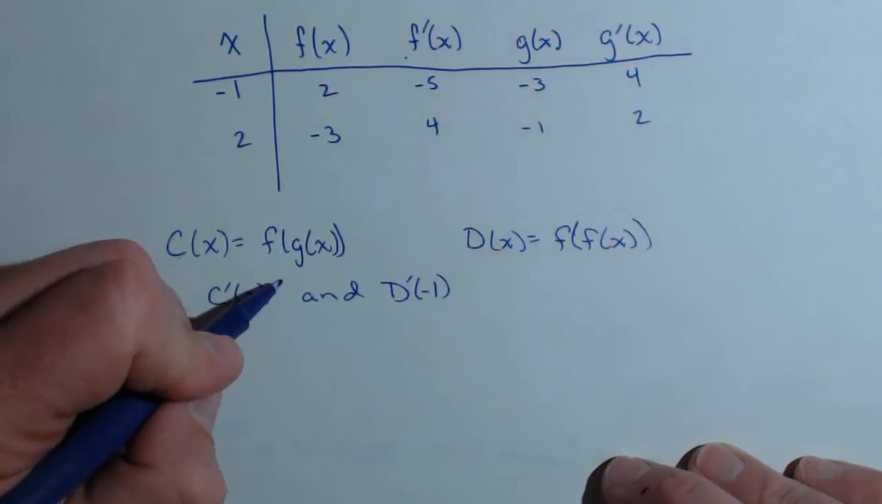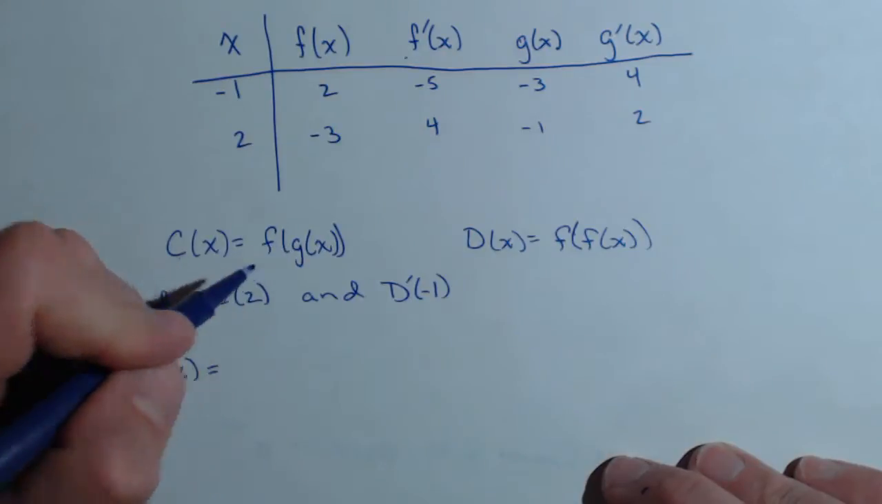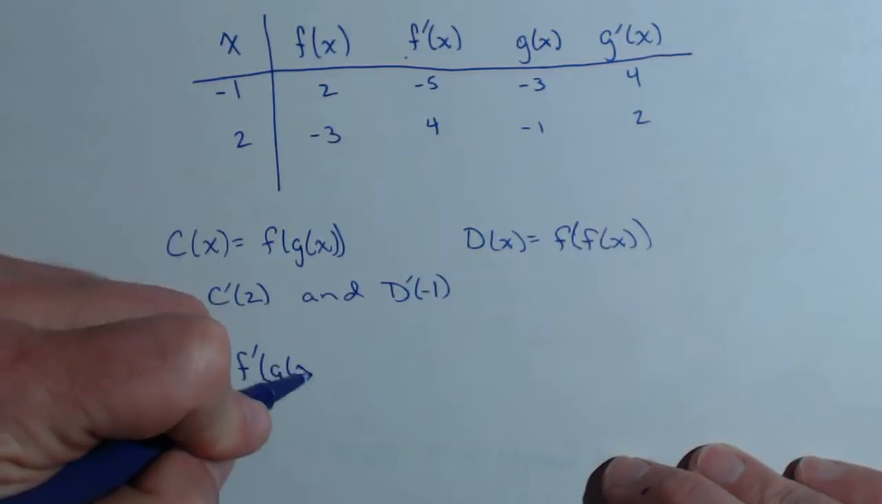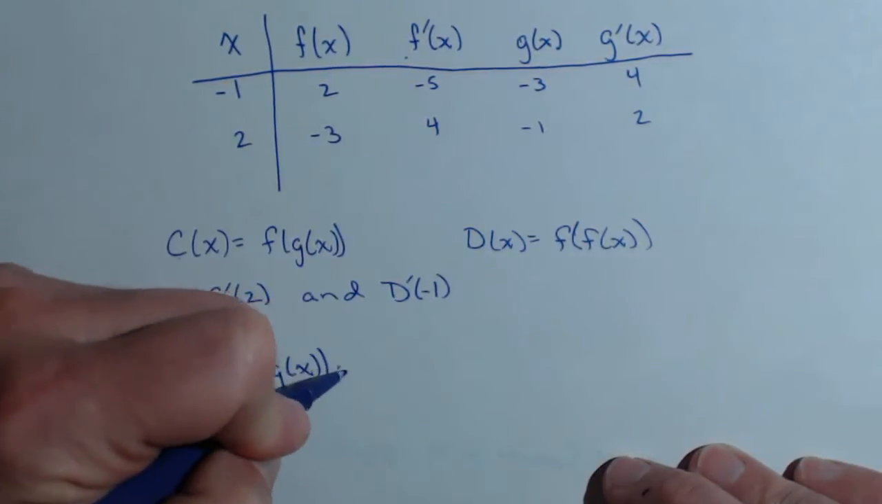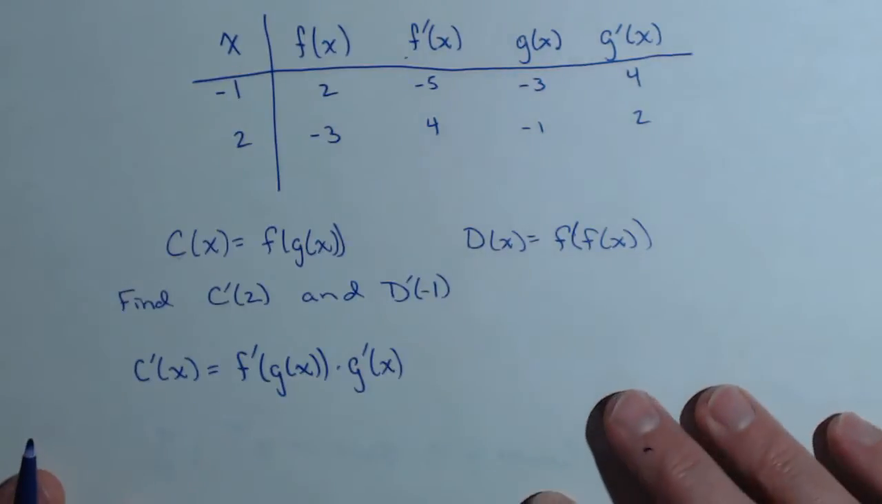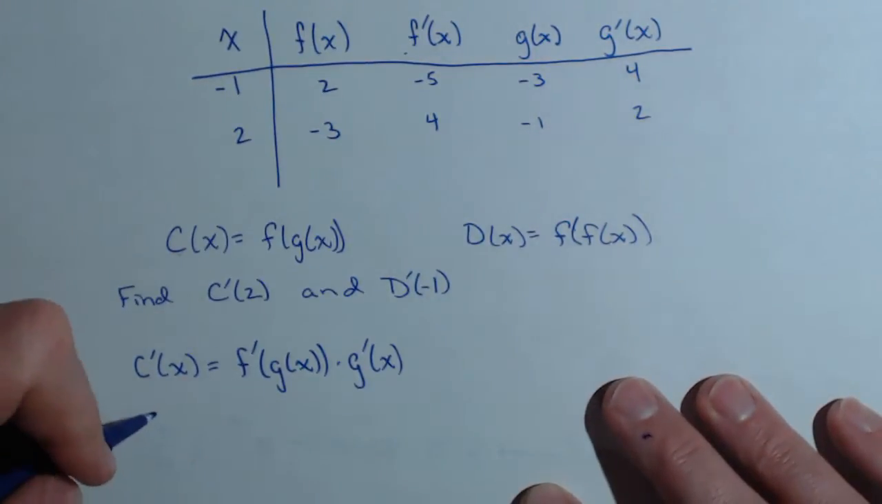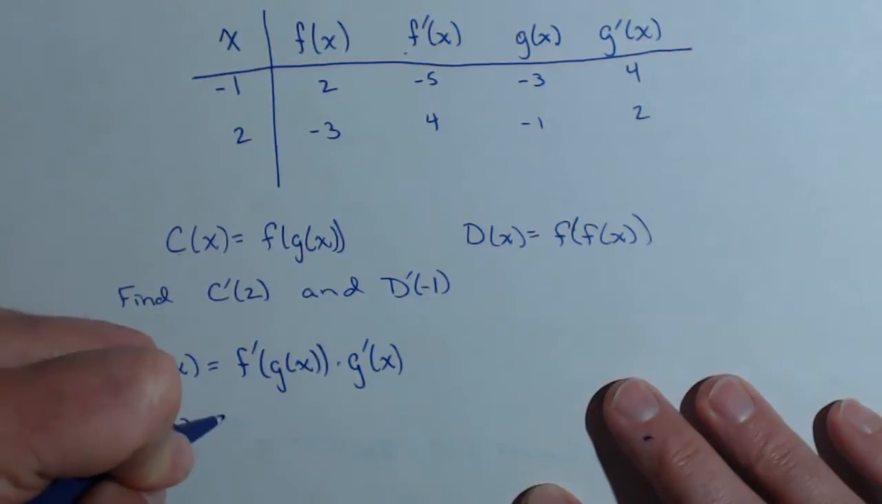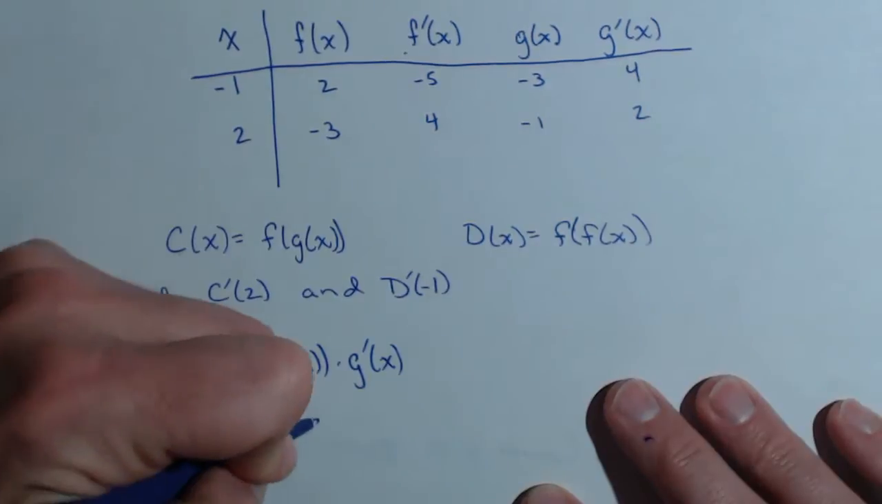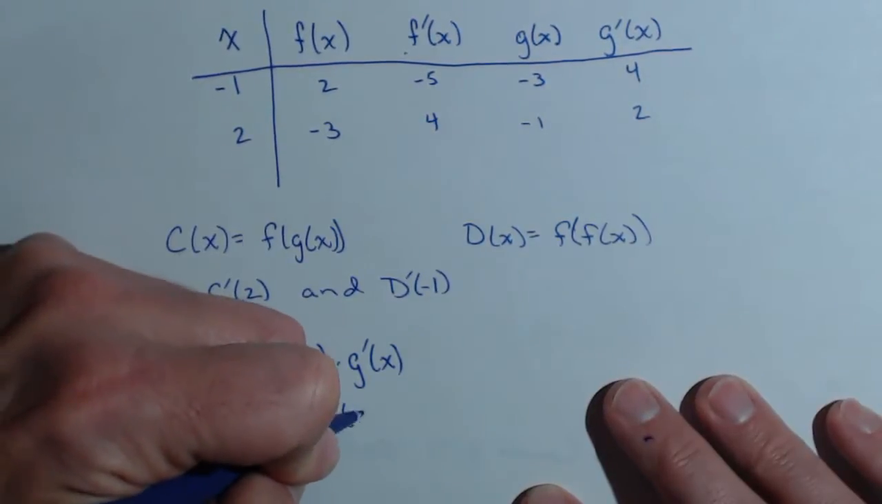So first thing we're going to do is find c prime of x based off of this. Well, this is just our basic chain rule. So it's the derivative of the outside function, so f prime, leave the inside alone, g of x, times g prime of x. So that's just our basic definition of our chain rule. So c prime of 2 is f prime of g of 2, so we're putting 2 in for an input, times g prime of 2.